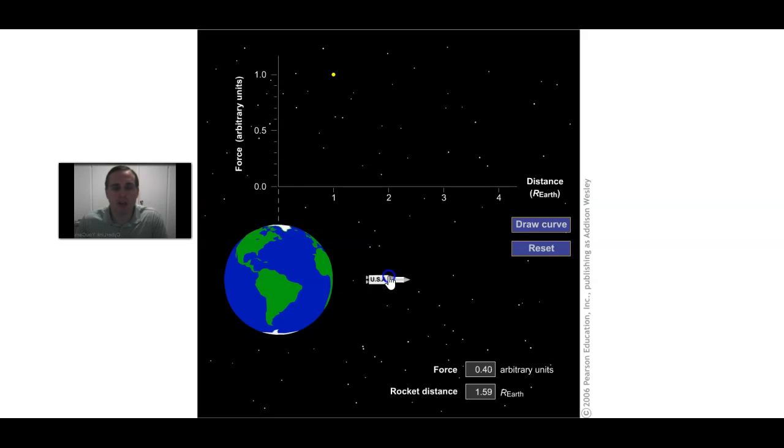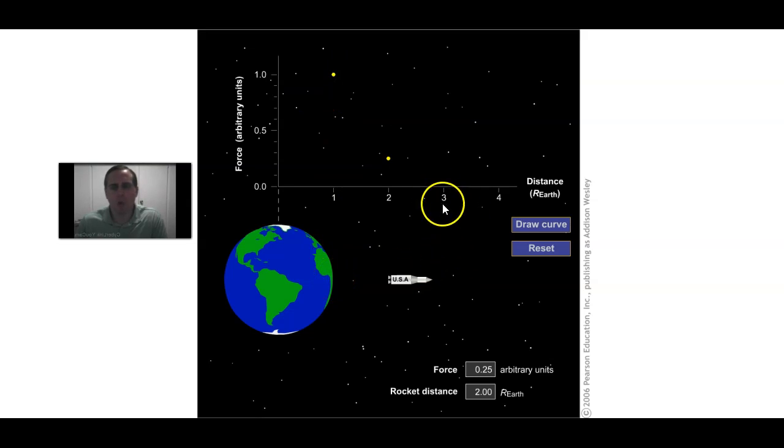And what do you think it should be? Do you think it should be half, a fourth, some other number, maybe 1 over square root of 2? So we're going to be about 2 Earth radii away. And look at that. It's about 0.25 of those units. So it's actually a fourth of the gravity force that the spaceship had when it was at the surface of the Earth.